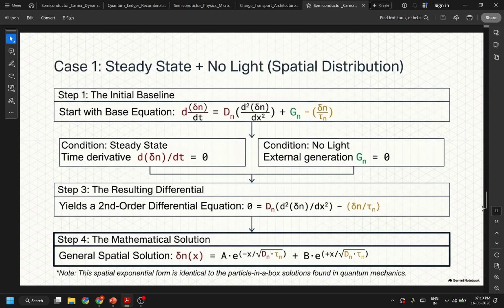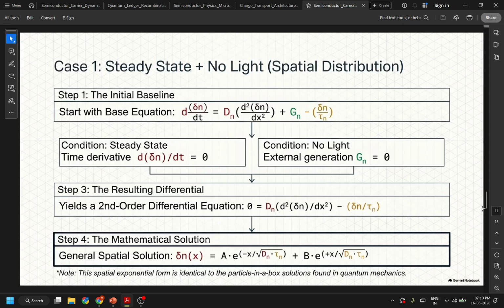From here, we can apply further restrictions based on our conditions. If we take case 1, steady state plus no light, which is just spatial distribution, our base equation is d delta n by dt equals Dn d squared delta n by dx squared plus Gn minus delta n by tau n. Now we have the condition as steady state, which means the time derivative d delta n by dt is 0, and we have the condition no light, which means external generation Gn is also 0.